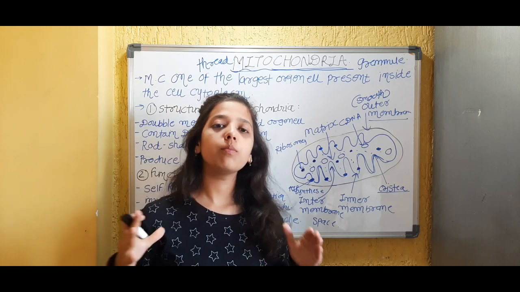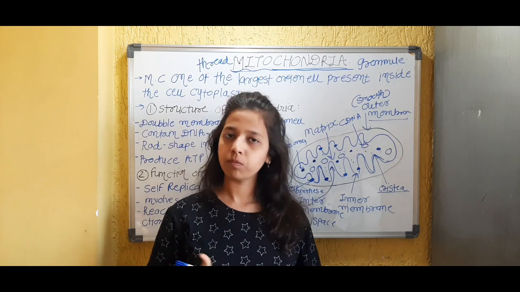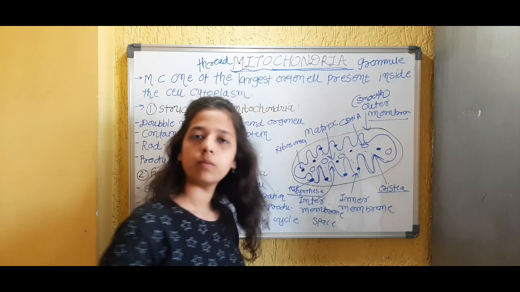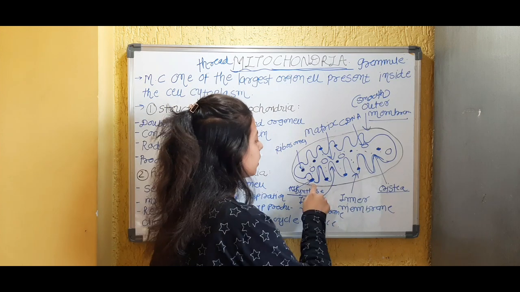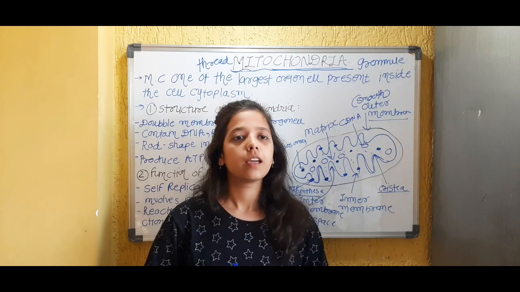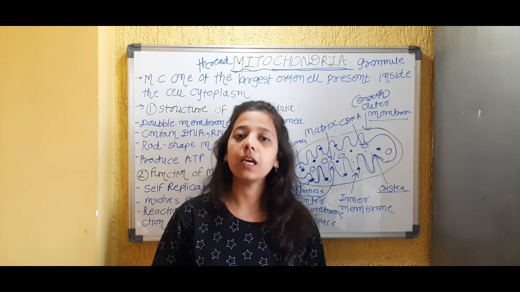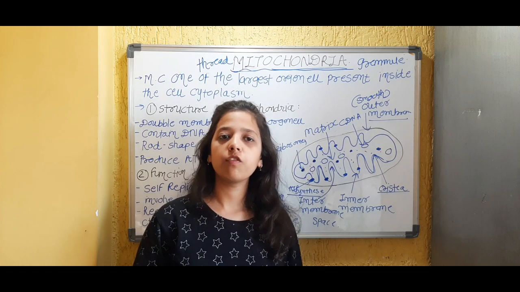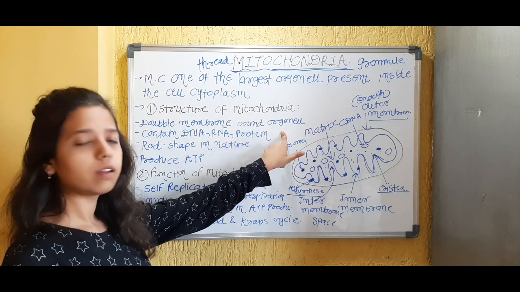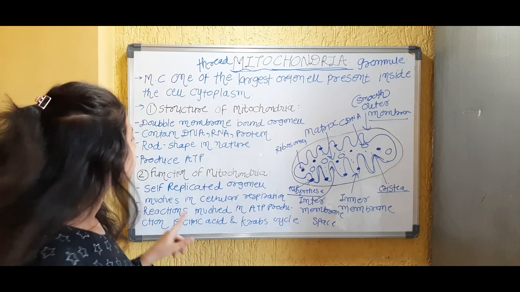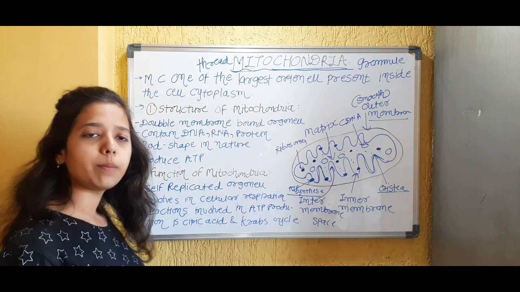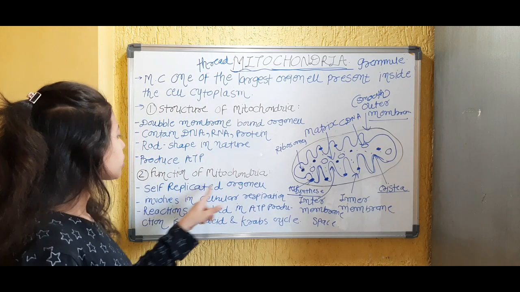The main function of mitochondria is to produce ATP. ATP is produced by the ATP synthase enzyme present in the cristae. So this is the structure of mitochondria: firstly, a double membrane bound organelle that contains DNA, RNA and proteins; next, mainly rod shaped in nature; and it produces ATP. Next, the function of mitochondria.